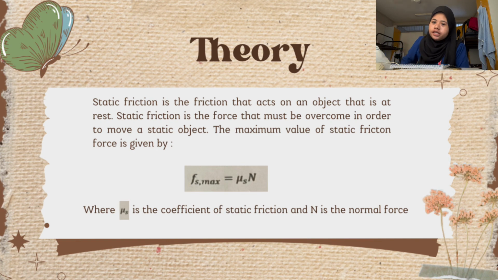Next, like I said, there are two types of friction. One is static friction. Static friction is the friction that acts on an object that is at rest. Static friction is the force that must be overcome in order to move a static object. The maximum value of the static friction force is given by F_s max equals the coefficient of static friction times the weight, the normal force.